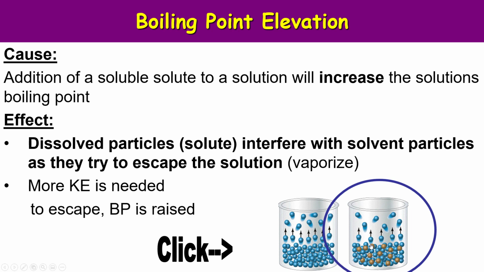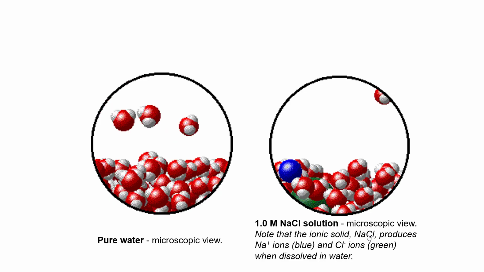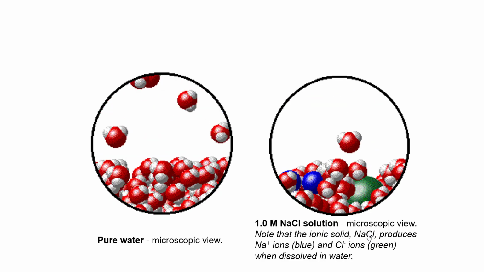So in effect, the boiling point actually goes up. Maybe where average kinetic energy, let's say, of 100 degrees Celsius was enough for pure water to boil, once we have those hydrated ions in solution, maybe it needs 101, 103, 100.5 degrees in order to enter the vapor phase. This is an animation that actually illustrates this concept.